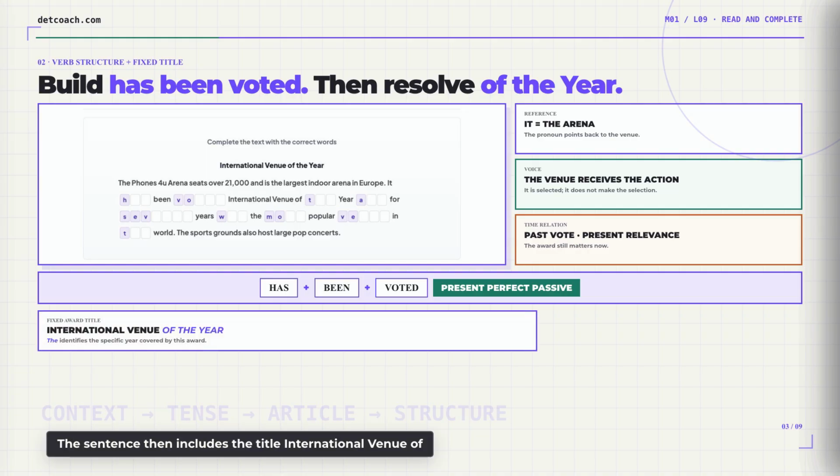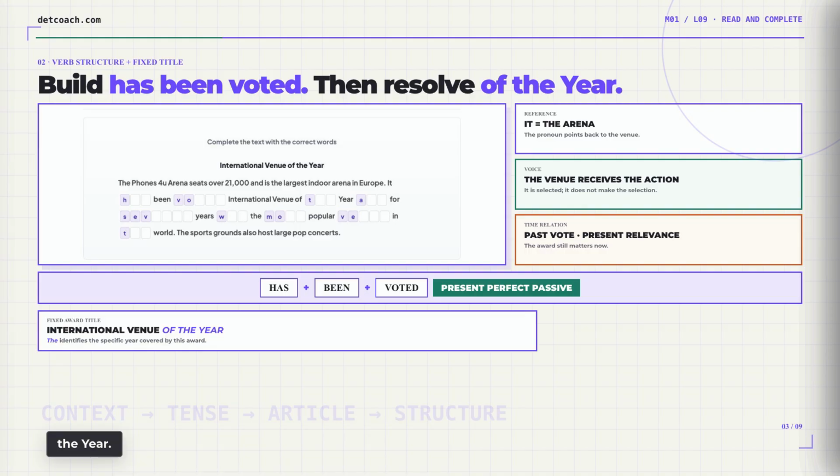The sentence then includes the title International Venue of the Year. The blank before year begins with T. The phrase of the year is a fixed part of the award title, so the answer is the.